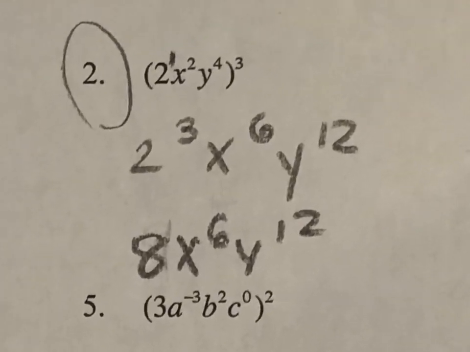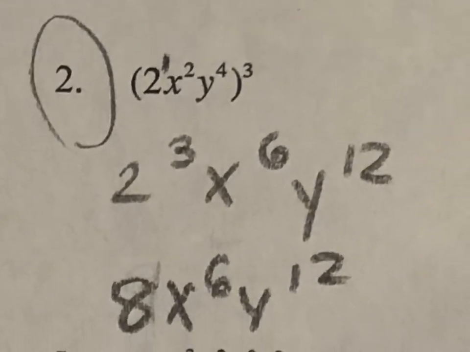Number two, here we have power to a power. How do I know that I have power to a power? Because I have this monomial inside of parentheses with an exponent of 3. My first biggest recommendation is to look through and make sure every single piece of this has an exponent. Even your coefficients. If you have a coefficient, your coefficient has an exponent of 1.